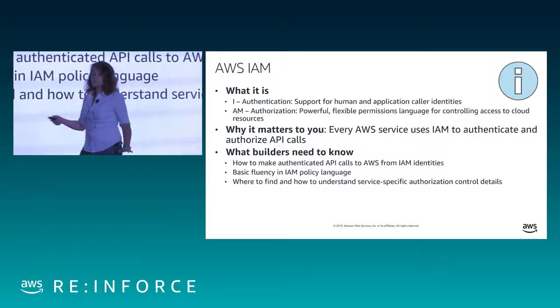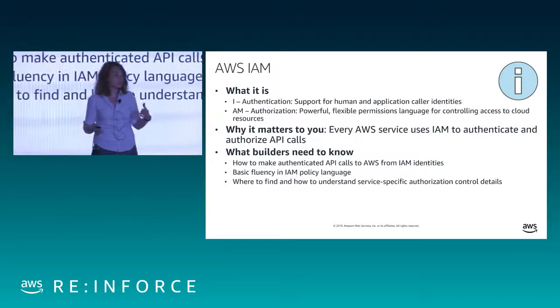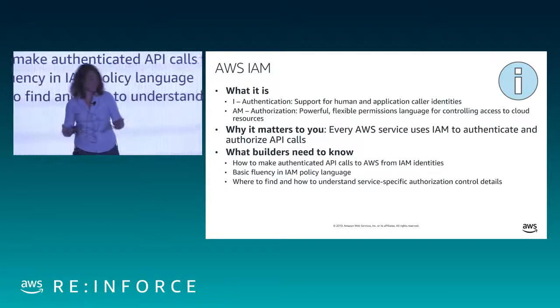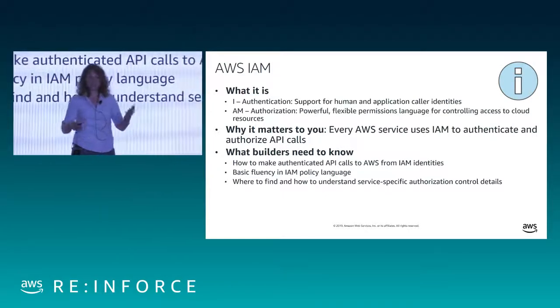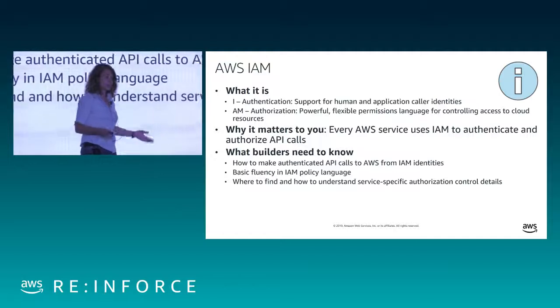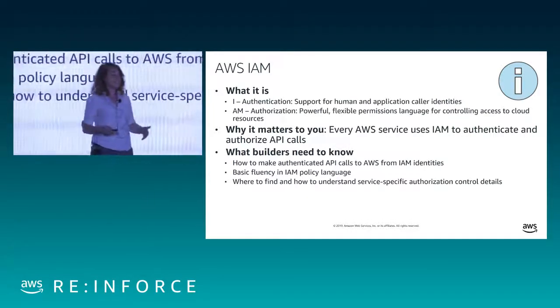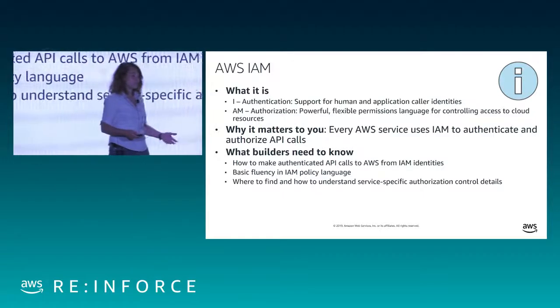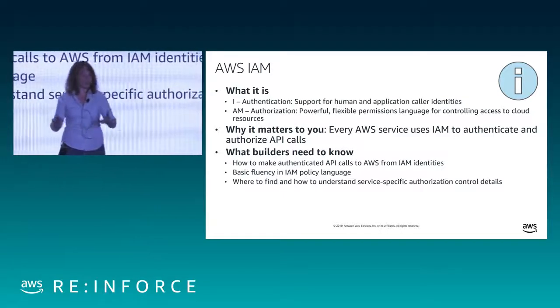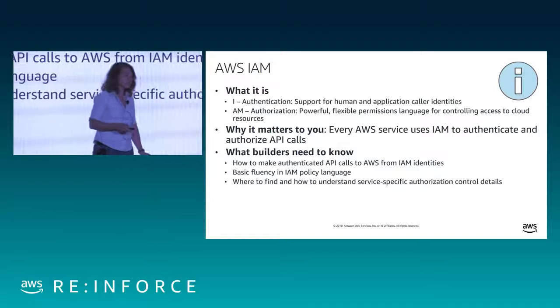No matter what you're doing in AWS, you care about this, because the WS in AWS stands for Web Services. You reach all of our services via API, and these APIs are authenticated and authorized. This is how you grant entities permission to make API calls on behalf of yourself in AWS.